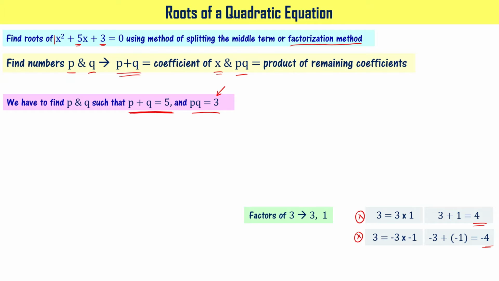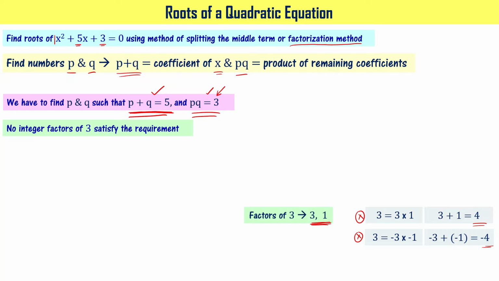But we said that the factors of 3 are only 1 and 3. It means we don't have p and q that satisfy the requirement p plus q equal to 5 and pq equal to 3 when you are looking at integer factors of the number 3. Let's write that: no integer factors of 3 satisfy the requirement of p plus q equal to 5 and pq equal to 3. Does it mean that there is no root for this particular equation?